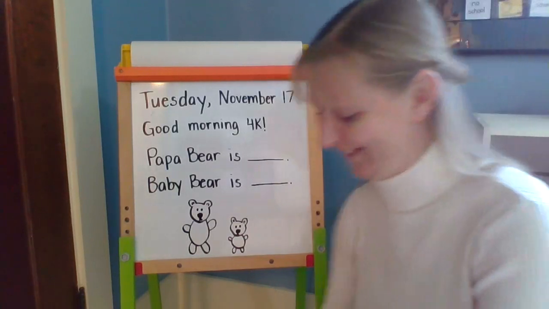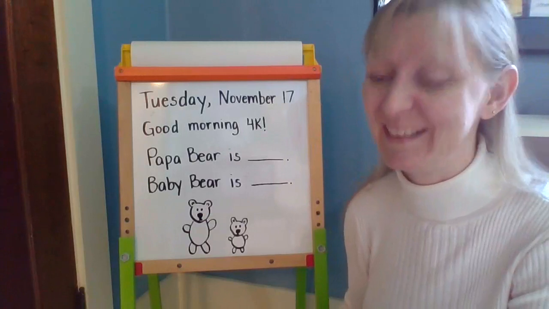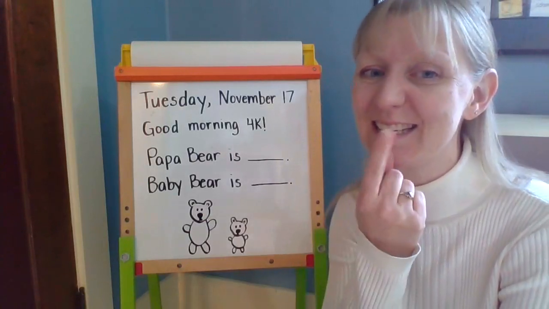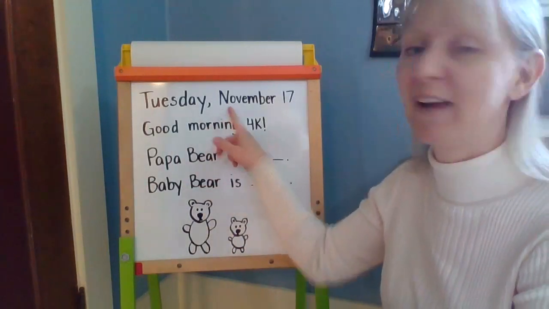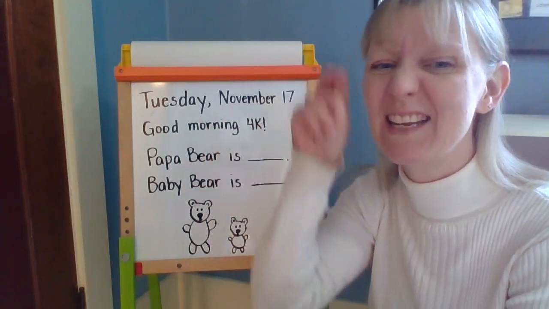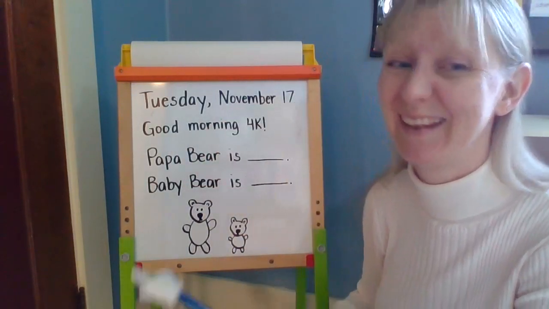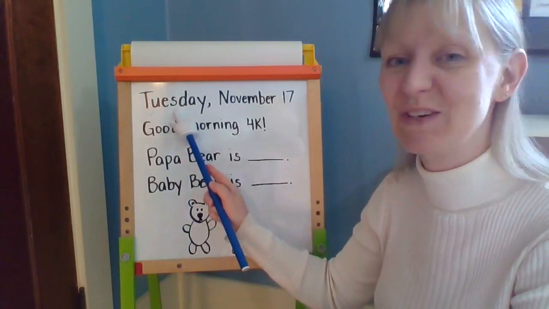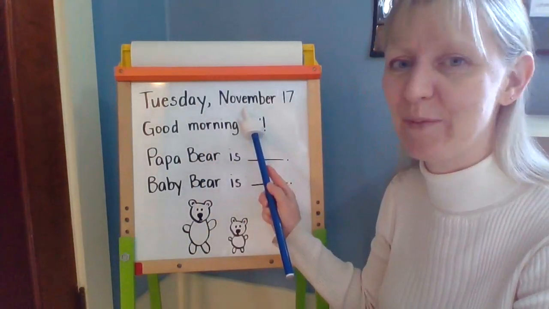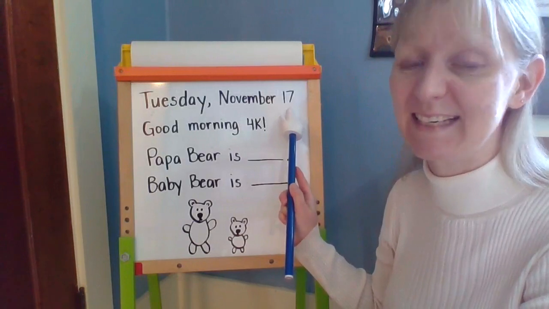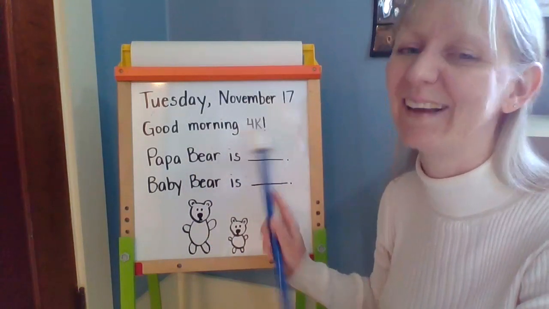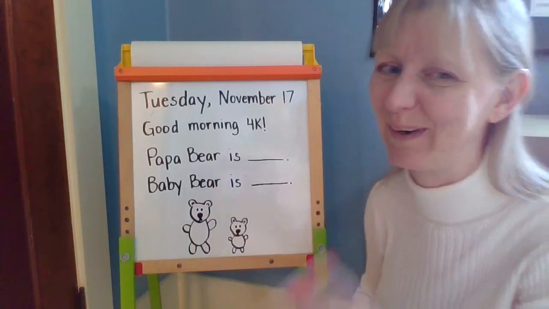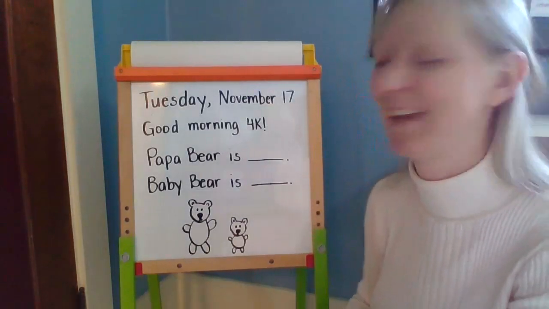I know you are. Today's Tuesday, so our first word will say Tuesday. See that letter T? And this letter N goes N, because it's November. Let's read. Tuesday, November 17. Good morning, 4K. And yes, there's an exclamation point. I know you see it.